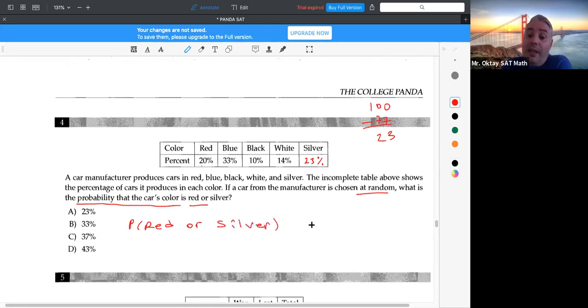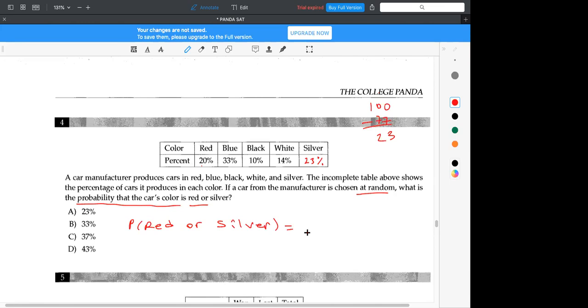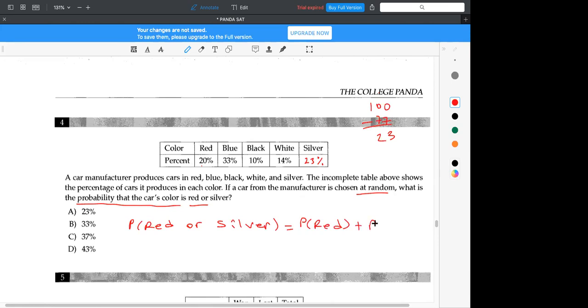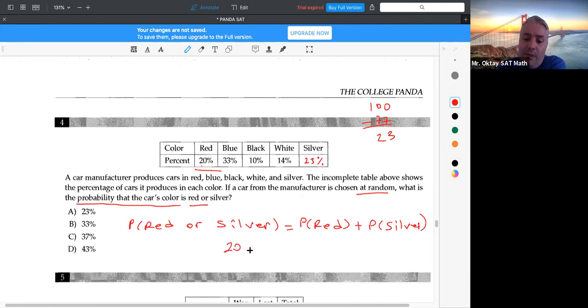So first of all, red or silver, do they have any common area? I mean, are they mutually exclusive events or not? These two events could be at the same time or not, being red and being silver. I think it's not possible, right? These are different. So the formula says P red plus P silver, and then P red is 20, P silver is 23. So it will be 43%, which is the answer D.